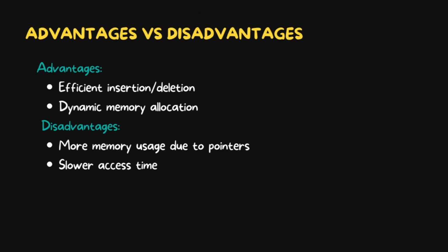Some disadvantages are more memory usage. Each node needs extra space for a pointer. Slower access time. You must traverse the list to find an element, unlike arrays where indexing is O(1). This is why linked lists are preferred for scenarios where insertions and deletions are frequent.